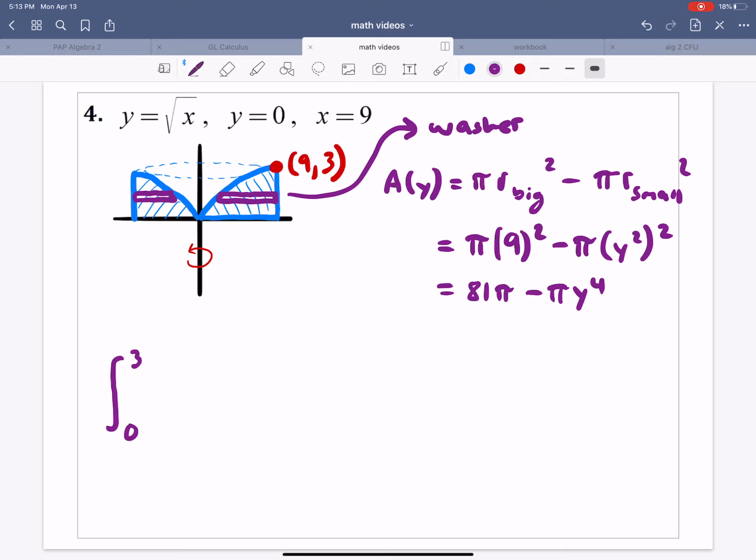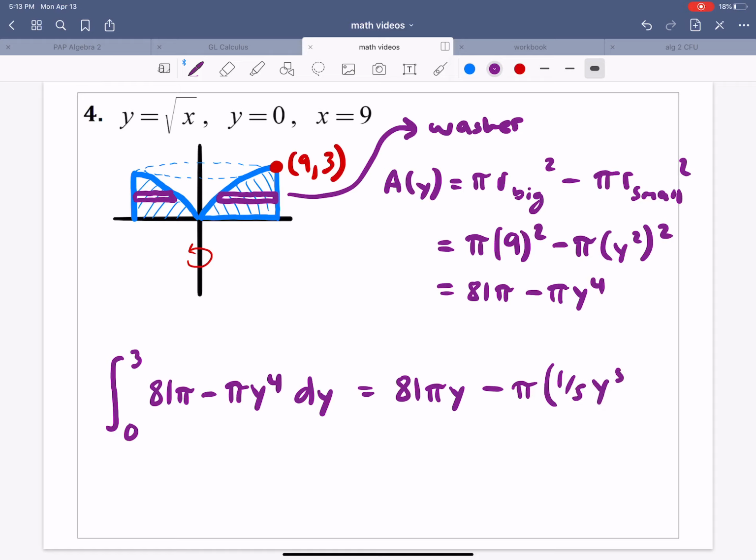You use 3. So then we take our formula for the cross-sectional area, and we integrate that with respect to y. We get 81 pi y minus pi times 1/5 y to the 5th, evaluated from 0 to 3. And then from here, you are so close to being done. You just plug and you chug and you see what you get. Plug 3 in for y. You can skip plugging 0 in for y because it's going to be a sum of 0. So once we just plug 3 in, we'll get our answer.